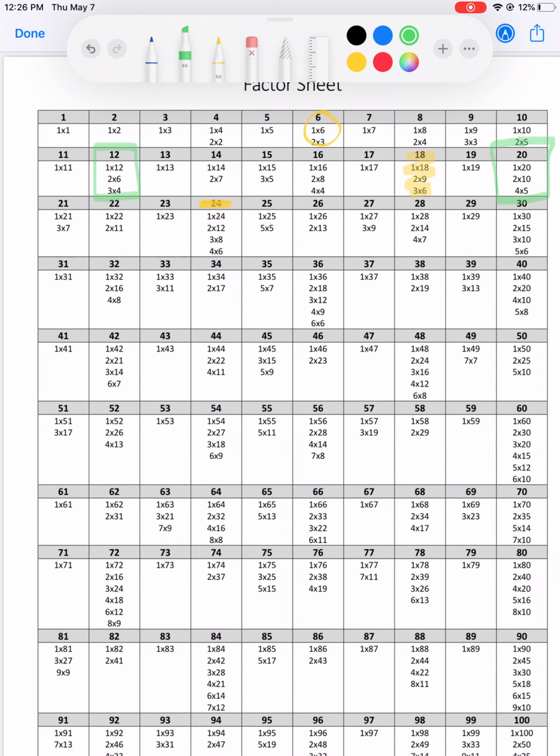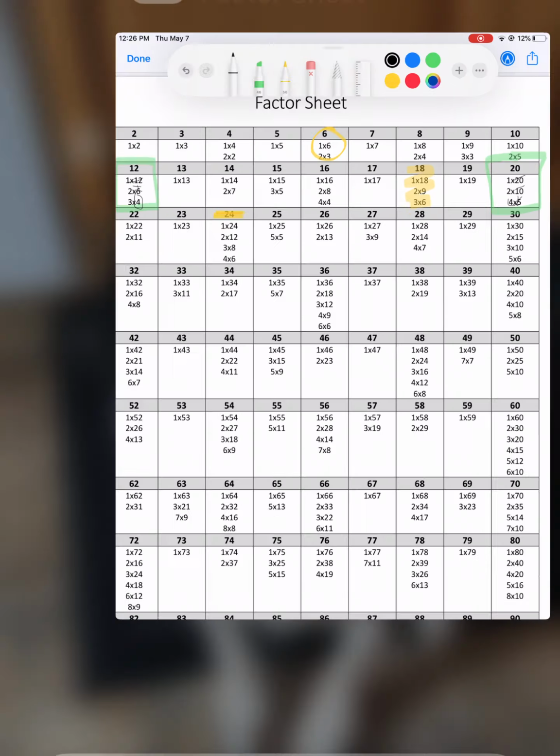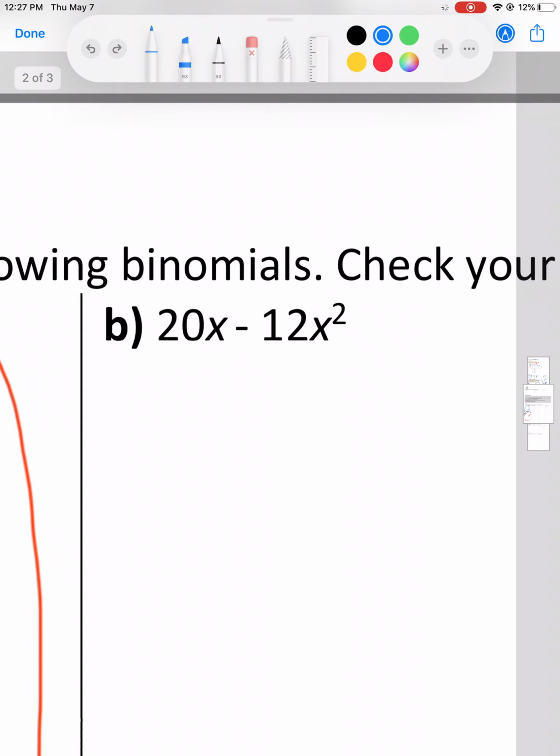20 is only in this one, so it can't be that. 12 is only in this one, so it can't be that number. 10's only there, so it can't be that number. 6 is the next biggest number. It's only there, it can't be that one. 5 only appears in 20, so it can't be in that one, so it has to be 4. Okay? I hope that made sense.